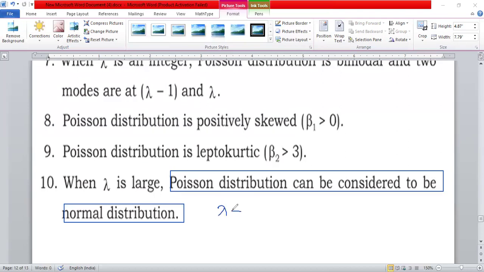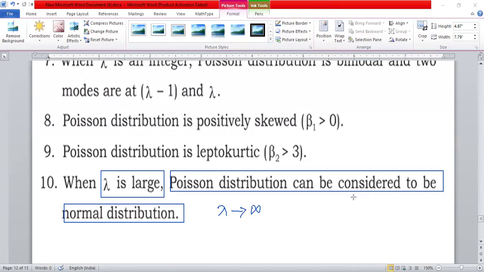Answer is lambda tends to infinity. Lambda is large, that also we can write. Lambda tends to infinity. No question, that is the problem. Only for the theory part, you always remember. So when lambda tends to infinity, Poisson distribution tends to normal.